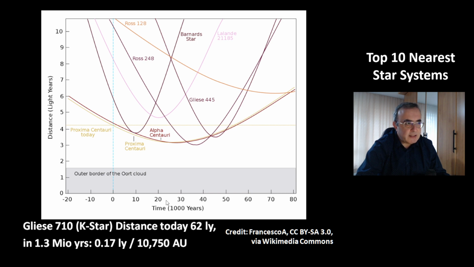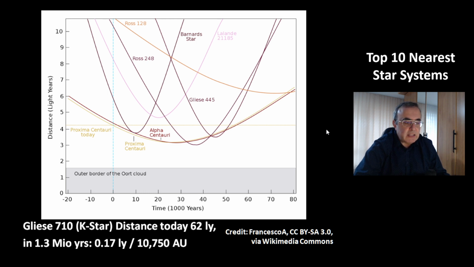So the x-axis is 1,000 years time, and the y-axis is the distance. And you can see the movement of the stars has less order than, for example, the movement of the planets around the star or around the Sun. And right now, Proxima Centauri and Alpha Centauri are the closest stars, but they will eventually drift away. This is Ross 248. It will approach in about 33,000 years. And there's another star, Gliese 710.